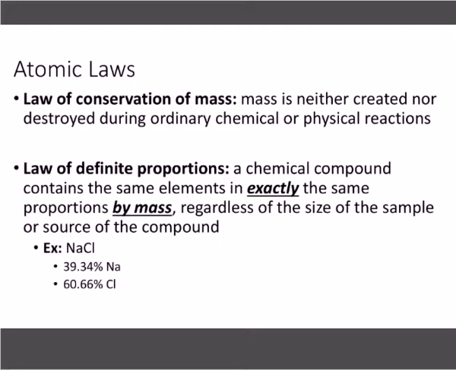The second one is the law of definite proportions, where a chemical compound contains the same elements in exactly the same proportions by mass, regardless of the size of the sample. So we've already alluded to this early on in our last unit, saying that, hey, when you have a chemical compound, it's that set ratio. The atoms of elements are bonded together chemically, which means they're not easily separated. It's going to be that same ratio every single time.